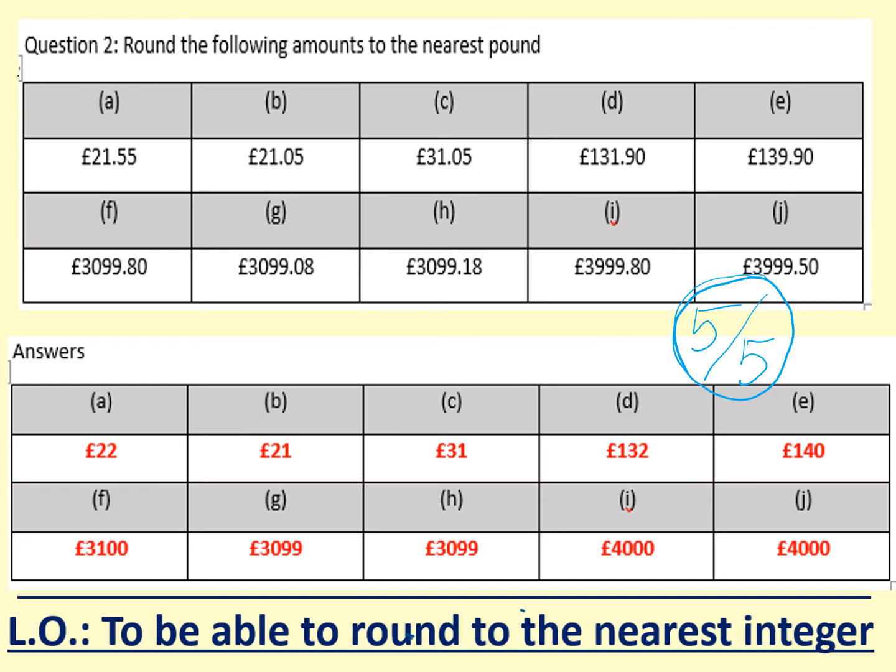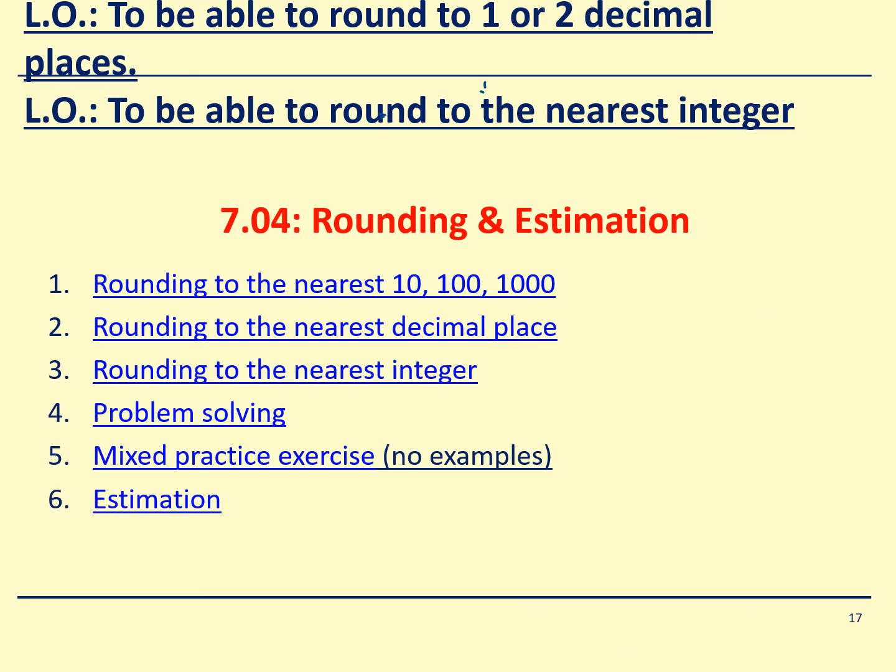And well done. After today's lesson, you should be able to round to the nearest 1 or 2 decimal places. You should also be able to round to the nearest integer. So we've already covered rounding to the nearest 10, 100 or thousands in the previous lesson, and this is what we've done in today's lesson. In the next lesson, we will do problem solving, mixed practice exercises with rounding, and in the lesson after that, we will do estimation.